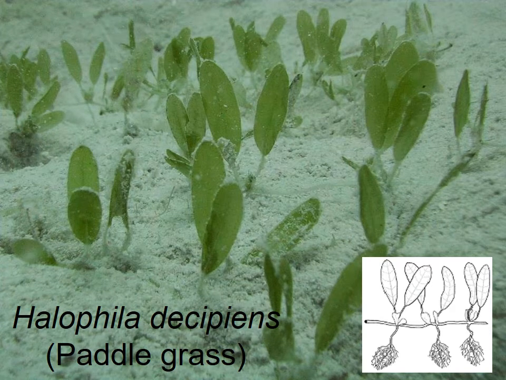Okay, Halophila decipiens is another one of these Halophila. Instead of having a whorl of leaves, though, it has pairs of leaves. The pairs are thought to look like paddle blades. If you take apart a kayak paddle and you sling it over your shoulders, you've got these two paired blades, and that's what I think of to help me remember the paddle grass.